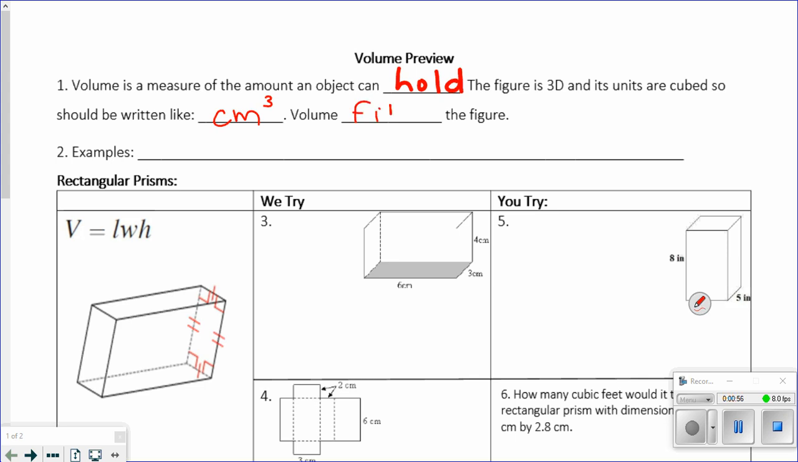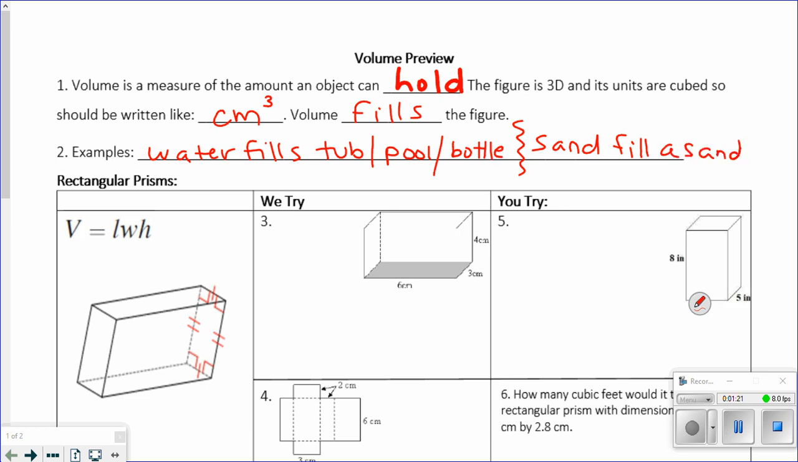Volume fills the figure. So an example of that would be how much water would fill a water bottle, or how much water fills a tub. Okay, so we'll say water fills a tub, or a pool, or a bottle. Another example of volume would be the amount of sand it takes to fill a sandbox. So you'll see lots of different types of volume problems, but we're really talking about the inside of an object, how much it can hold before it would overflow.